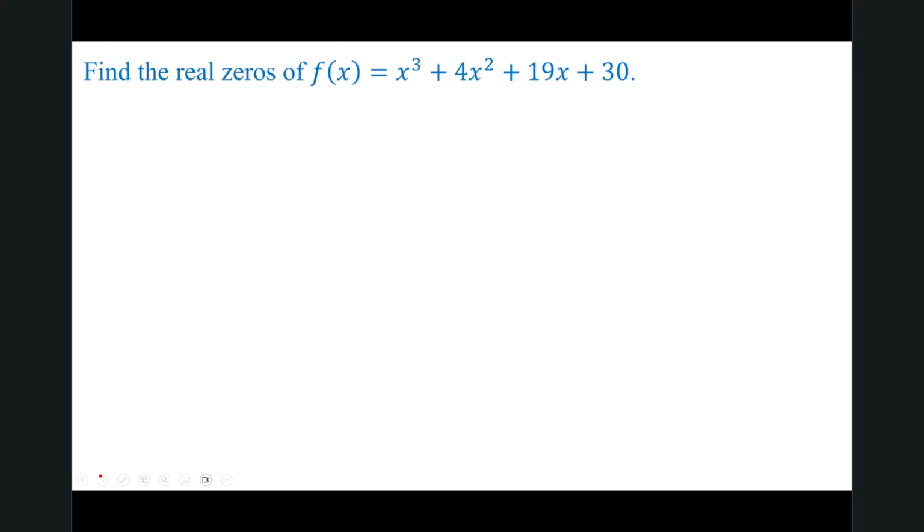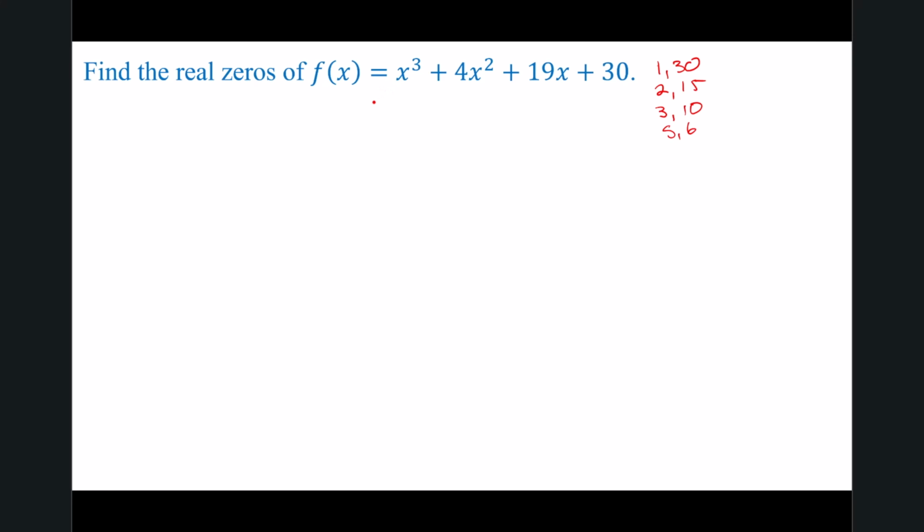Let's do one more example. F of x equals x cubed plus 4x squared plus 19x plus 30. And again, I need to just do the same thing we've done before. Factors of 30. Well, that would be 1 and 30. 2 goes into 30 15 times. 3 and 10. 4 doesn't go into 30. 5 and 6. So those are our factors of 30 plus all their negatives. And we can divide all those by 1.